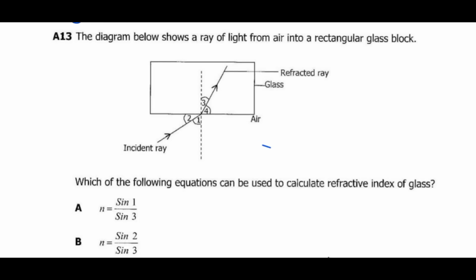Then question 13, the diagram below shows a ray of light from air into a rectangular glass block. Okay, we can see that this is our incident ray, then this is our normal. So we have our normal line, or normal ray, it's the same. The angle in between the incident ray and normal line is what we call the angle of incidence. Then we have this refracted ray. The angle between the normal ray and refracted ray is what we call the angle of refraction.